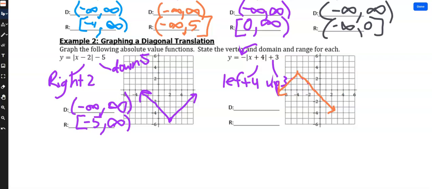Left 4, up 3, and it's upside down. So we go from negative infinity up to 3 in bracket.